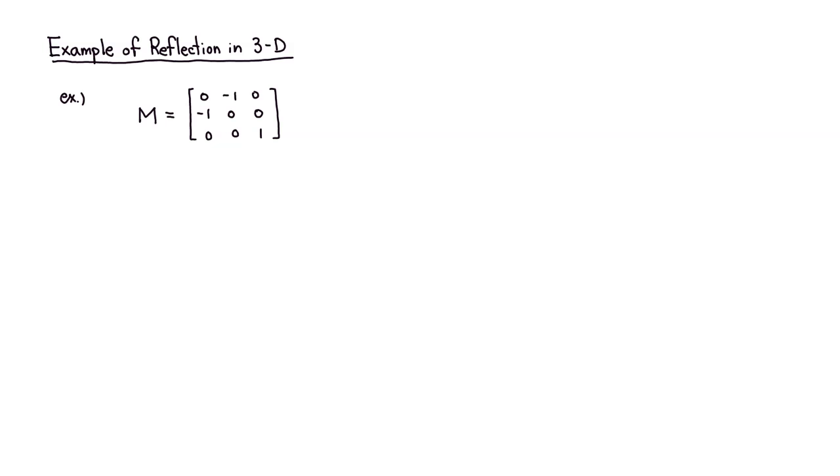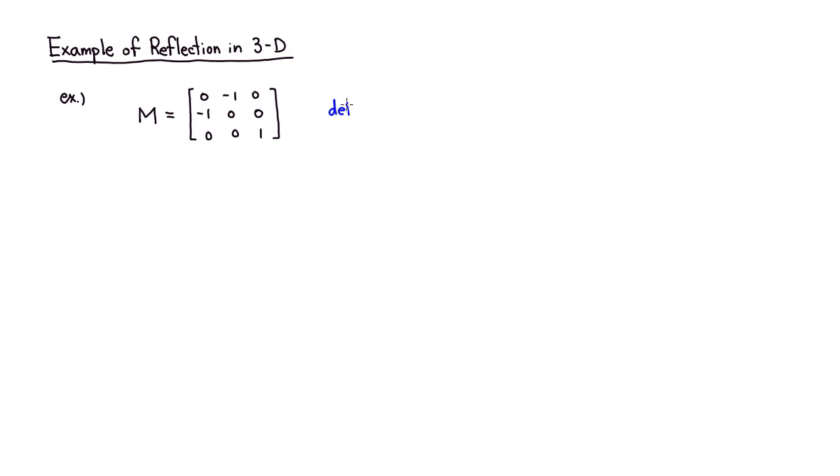Let's look at an example of a reflection in 3D. Here's the matrix: 0, -1, 0, -1, 0, 0, 0, 0, 1. Is it really a reflection? Let's find its determinant.